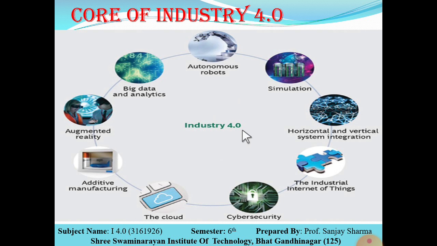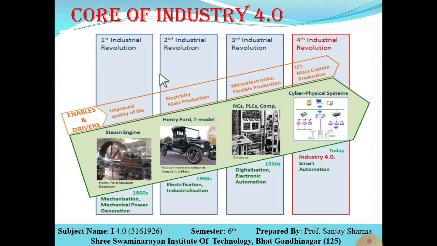This is the point which we have discussed in our previous video, that it is the mixture of various parameters: autonomous robots, simulation, horizontal and vertical system integration, the industrial Internet of Things, cybersecurity, the cloud, additive manufacturing, augmented reality, big data and analytics. So all these parameters are interrelated for an Industry 4.0. Now, through this diagram, revolution by revolution, it came into existence, as we have already discussed in our previous video.